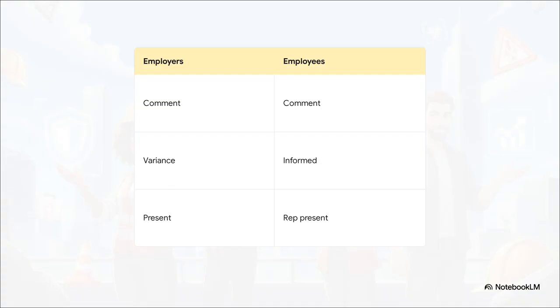When you look at how this is structured, there's a really fascinating symmetry here. It balances the scales. Both employers and employees get a voice, and both share the right to comment on standards while they're being formulated. If an employer applies for a temporary or permanent variance from a rule, the employees have the absolute right to be informed about it. And when it comes down to an inspection, employers have the right to be present, but employees also get the right to have a representative there during that exact same inspection.